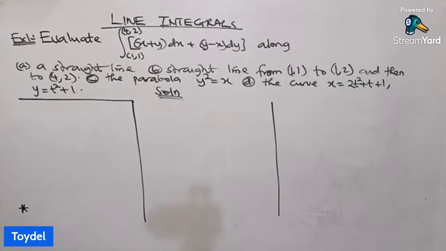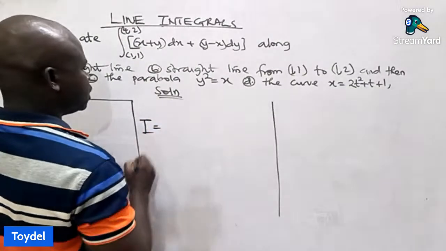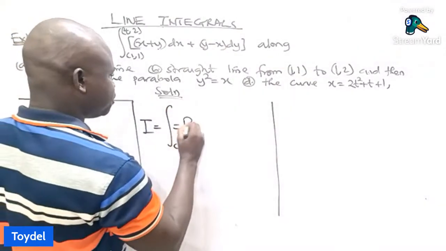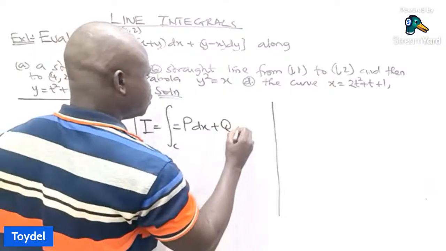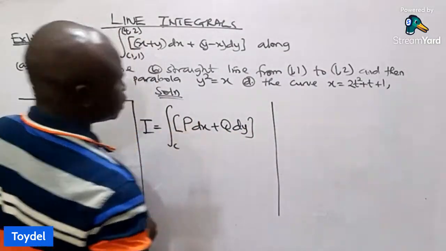Today, we want to start with the example on linear integrals. Of course, we know we have given an explanation on linear integrals. And we are made to understand that the linear integral along a curve C is given as P dx plus Q dy. That is what a linear integral is.